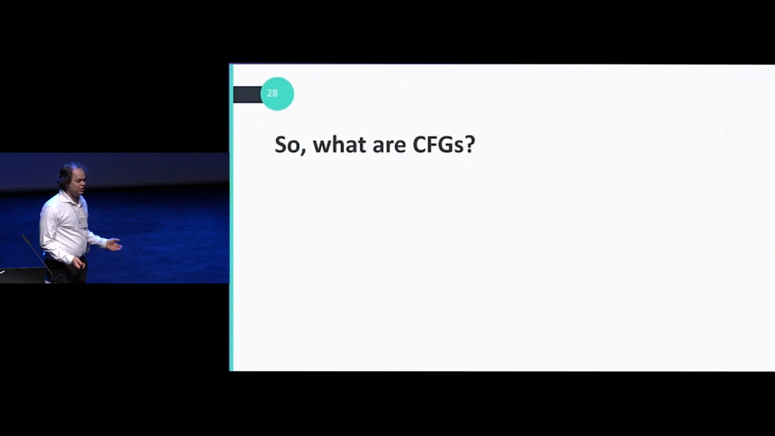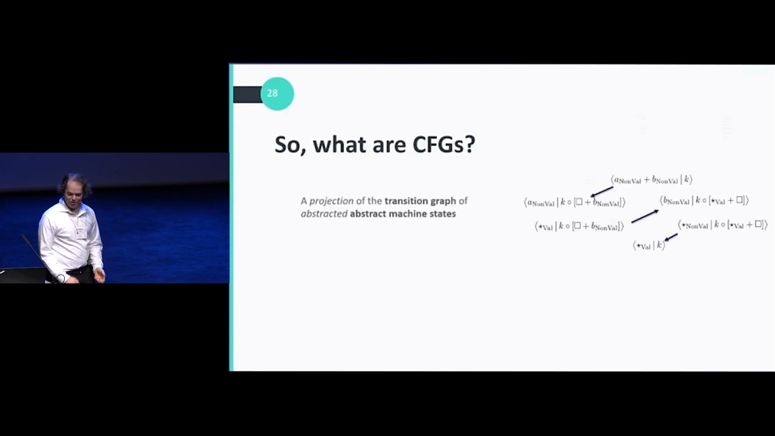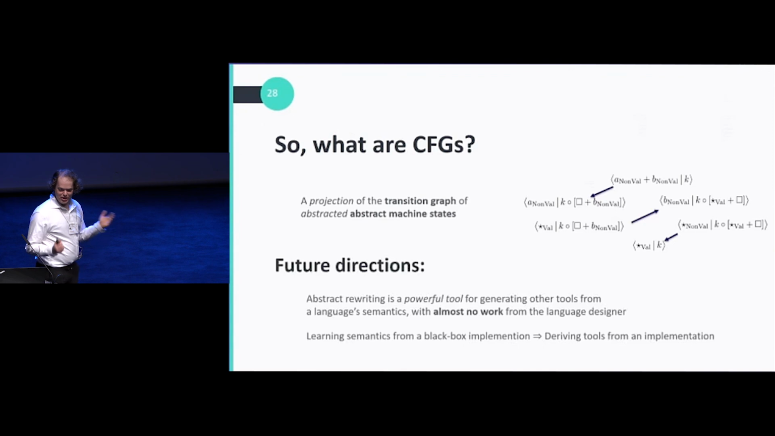So now I can finally summarize it all into my definition of control flow graph from first principles, which is just, as we all know, that monads are monoids in the monoidal category of endofunctors. So control flow graph nodes are a projection of the transition graph of abstracted abstract machine states. And by the way, in an earlier draft of the paper, I used the word abstract six times in the same sentence in the abstract of my paper. So we're pretty excited about this technique, this technology.